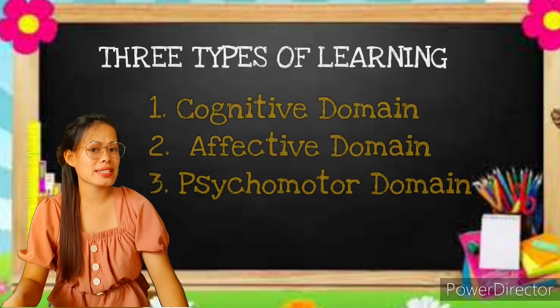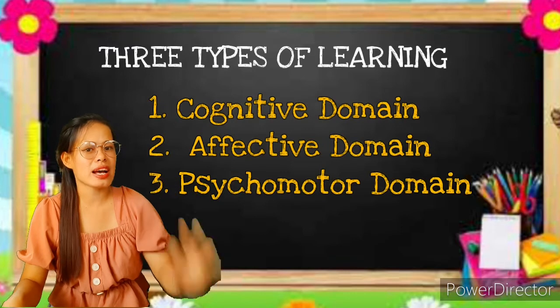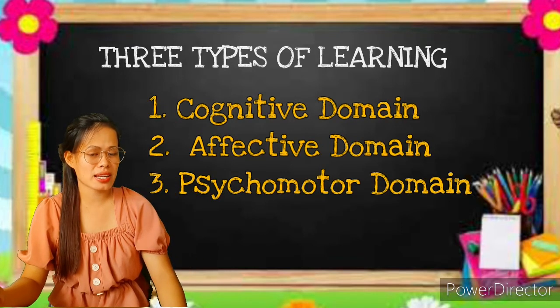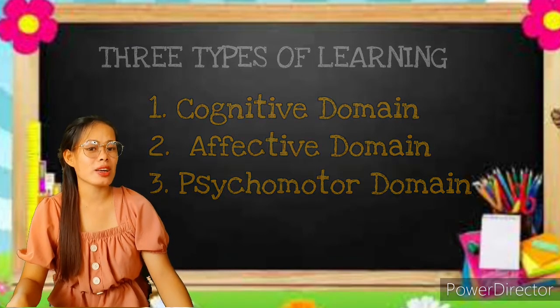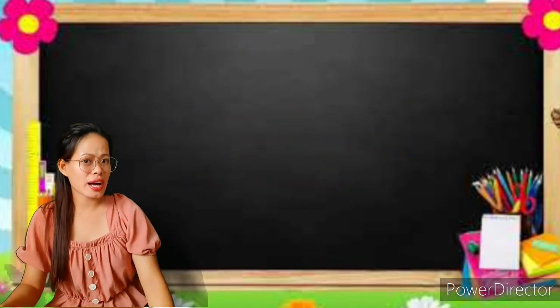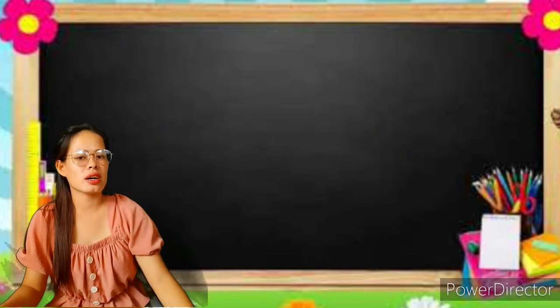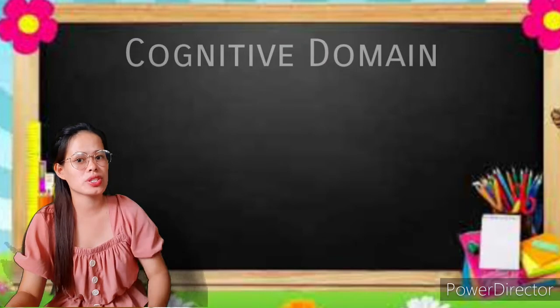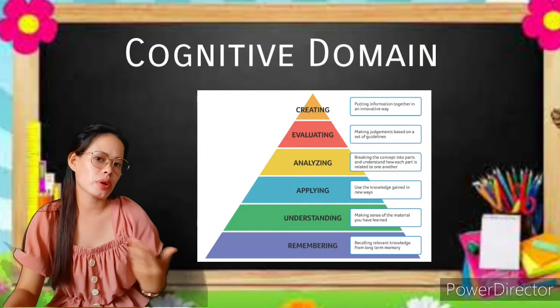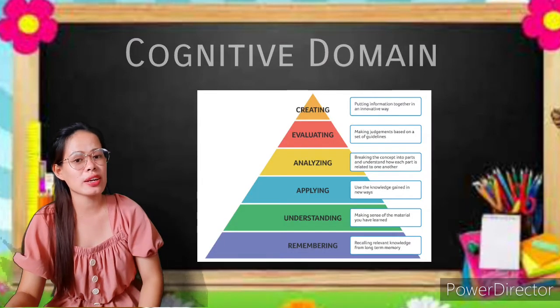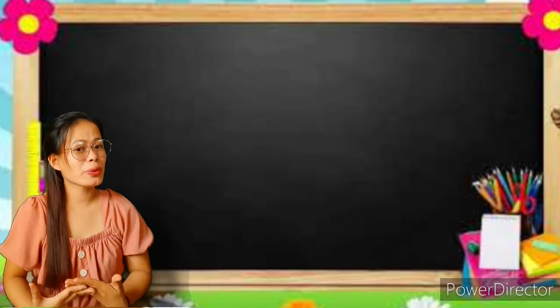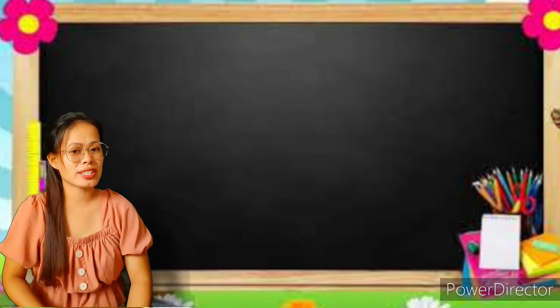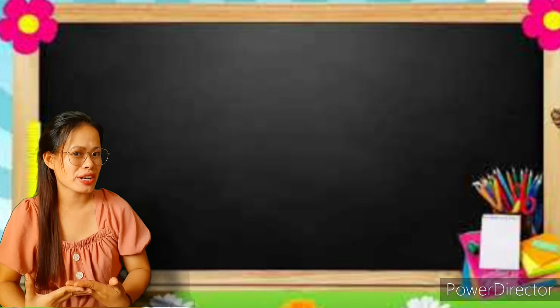These domains can be categorized into three. These are the cognitive domain, the affective domain, and the psychomotor domain. But for now, I will only focus on the first type of learning, which is the cognitive domain, and I will also discuss the function of its categories or levels. But before we go deeper into our discussion for today, let us have some review first.